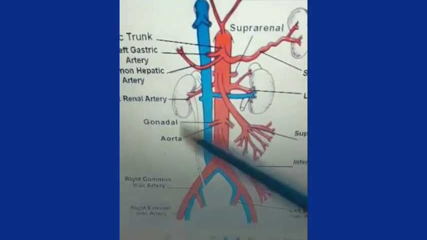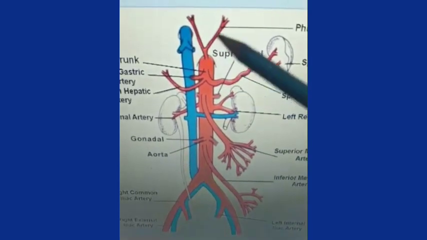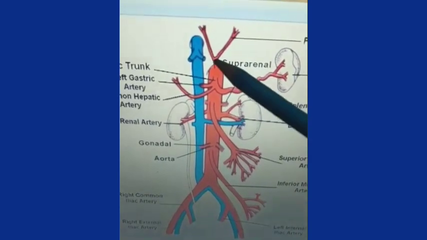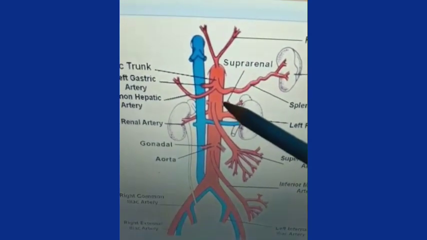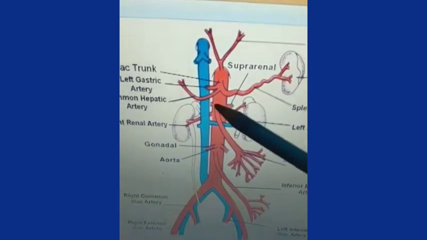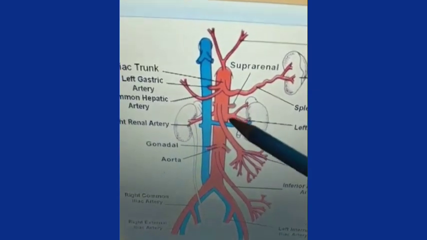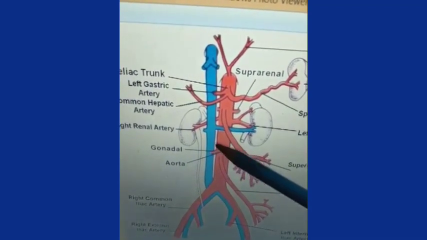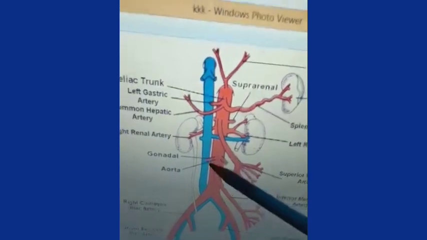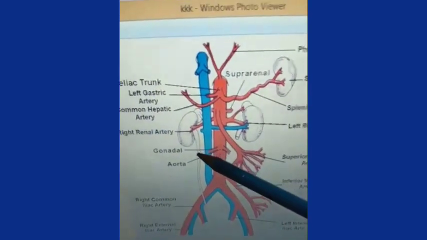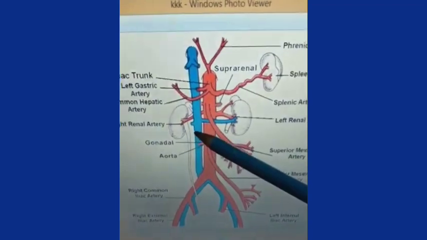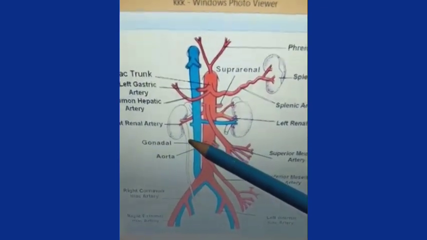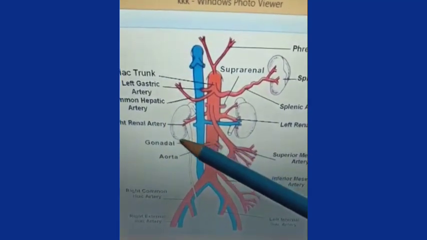These are the lateral branches of the aorta. Inferior phrenic arteries, then the suprarenal artery. The inferior phrenic artery is present above the celiac trunk. The suprarenal artery is present at the level of the superior mesenteric artery. Then the renal artery is present below the superior mesenteric artery. Then the gonadal arteries are present below the renal arteries. The gonadal artery will give testicular and ovarian branches, and they will supply the testes and the ovaries of the corresponding side, and also the male and the female genital organs.